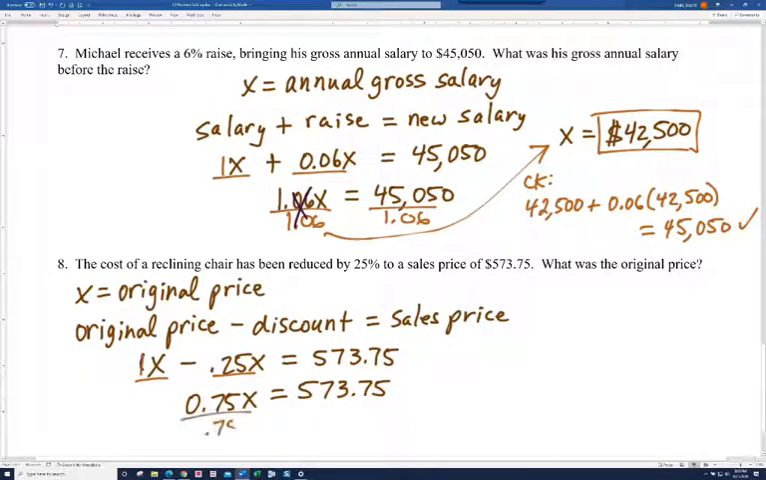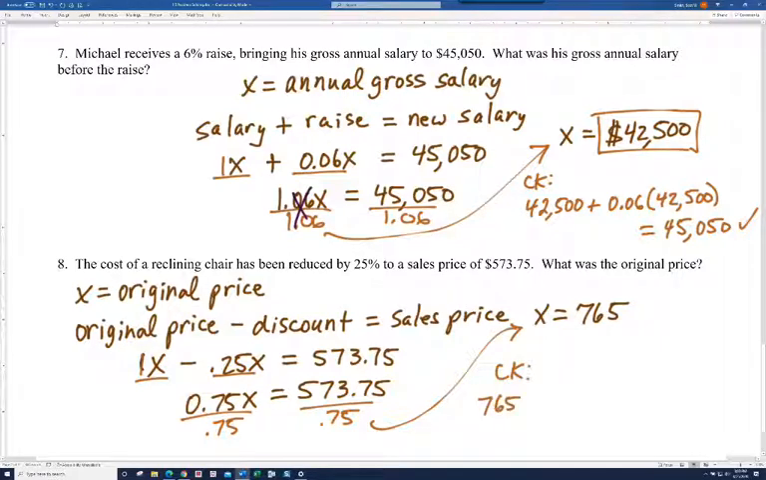So if we divide by 0.75 on both sides, we're going to get x is equal to $765. So that was a nice discount. If you want to check it, we want to see that 765 minus 25% of 765 is equal to 573.75. And you can verify that that is true. All right, that's it for this video.